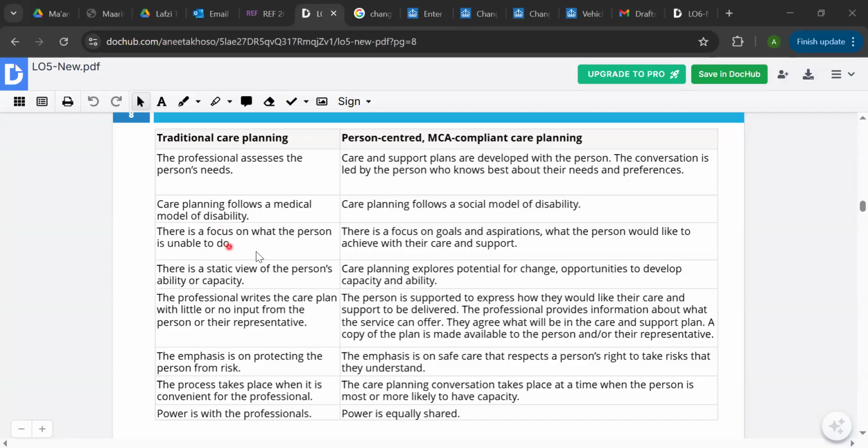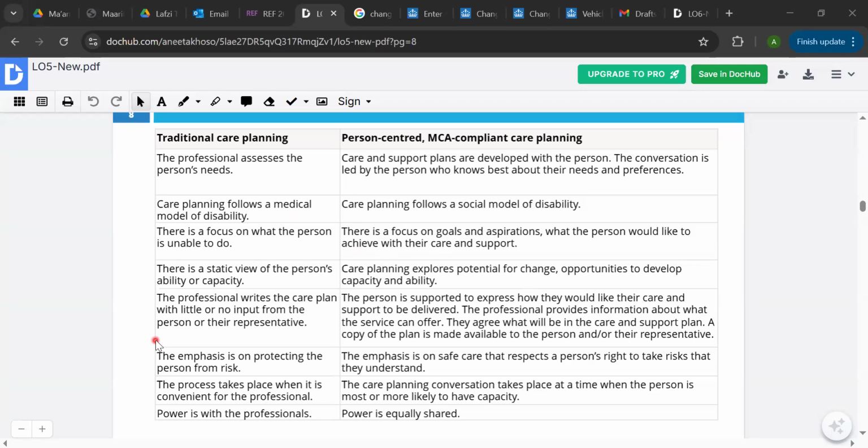Care planning initially, in the traditional system, followed a medical model of disability, whereas care planning now, when it's person-centered, follows a social model of disability. Initially, there was a focus on what the person was unable to do. In the person-centered approach, the focus is now on goals and aspirations, what the person would like to achieve with their care and support.